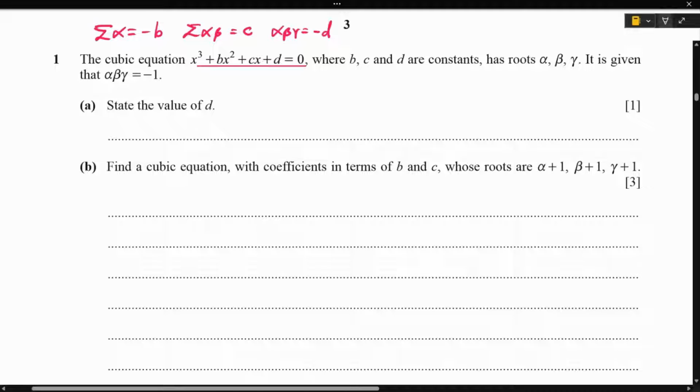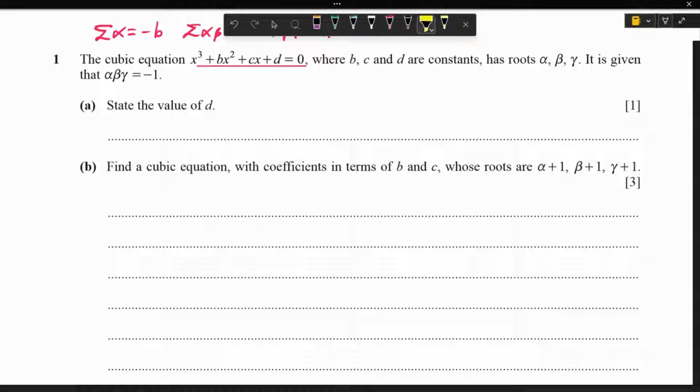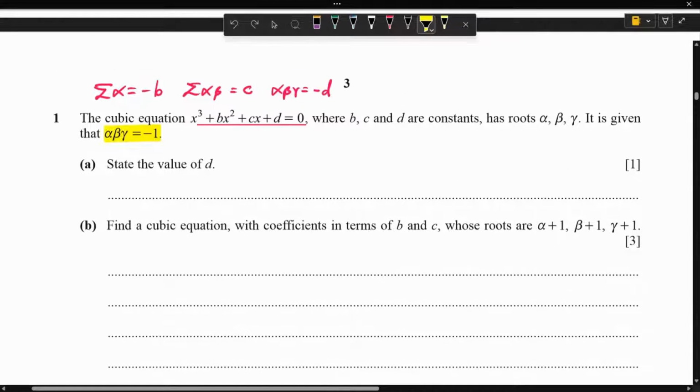Now, we have also been given that alpha beta gamma is equal to -1. And we also established that alpha beta gamma is equal to minus d. So basically that means that minus d is equal to -1. So d is equal to 1. Let's go on to part B.